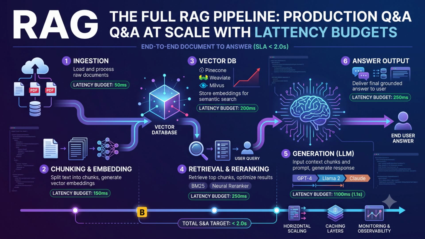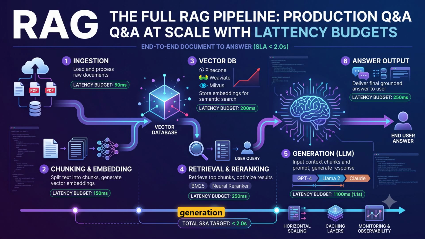In a massive setup like Notion's, that vector DB retrieval must happen in 200 milliseconds. That entire block on the bottom center, retrieval and re-ranking, is allocated 250 milliseconds. It combines classic search like BM25 with neural re-ranking to optimize those results for context.